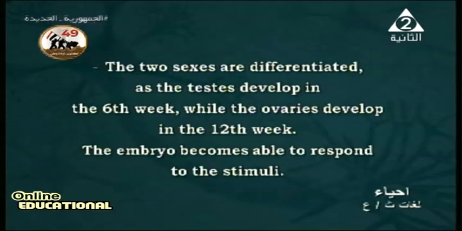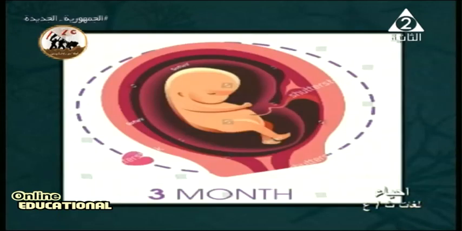While the ovary develops after the 12th week. 12th week means after 3 months. The embryo becomes able to respond to different stimuli. Why? Due to the complete formation of the nervous system and also the heart. This is after 3 months. After 3 months, the baby is well developed and we can determine the sex of the baby.